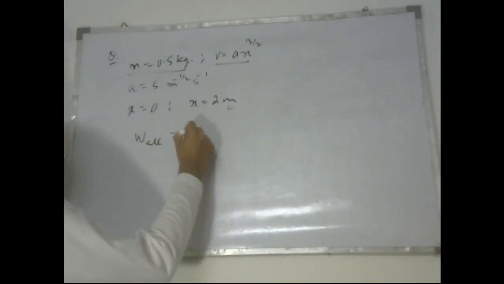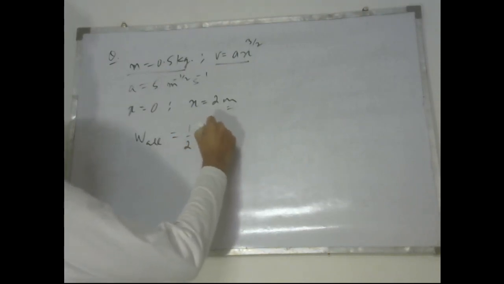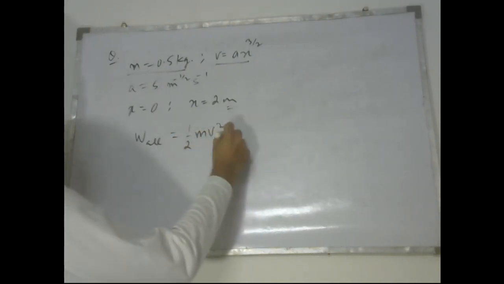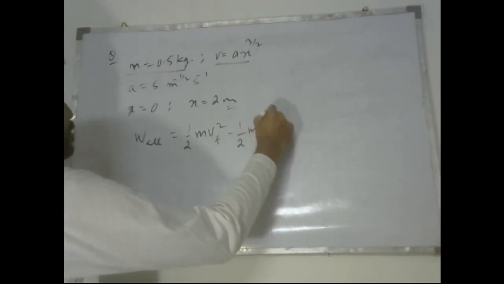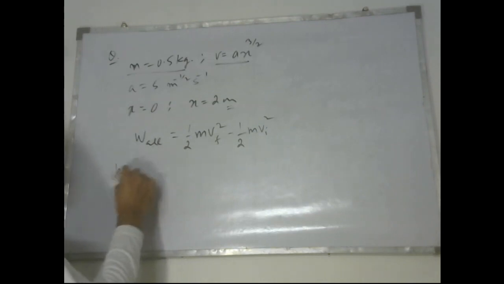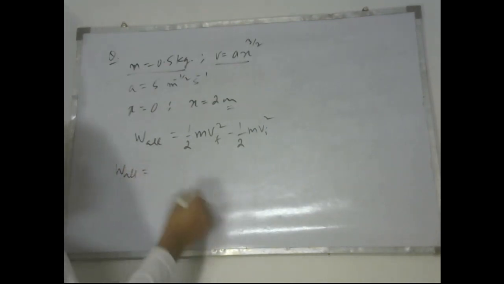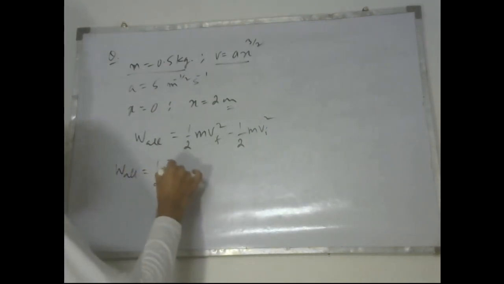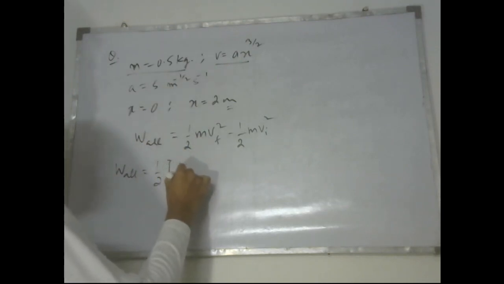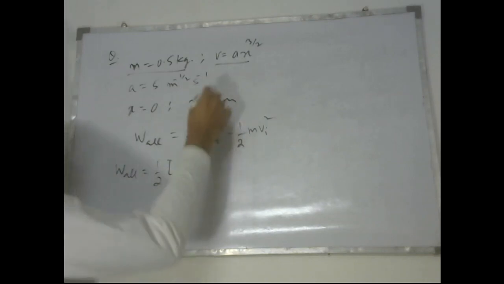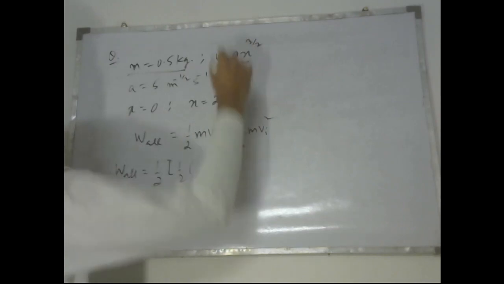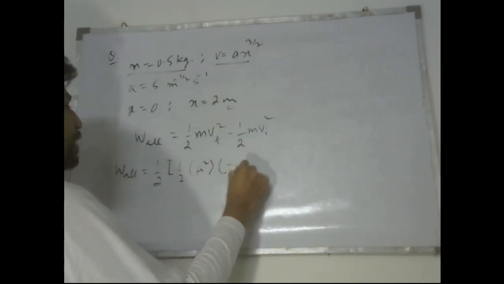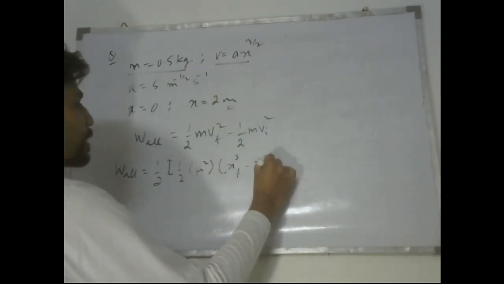Initially, so final kinetic energy of the particle is half m v_f square minus initial kinetic energy of the particle, half m v_i square. So work done by all forces will be half, mass of the particle is 0.5, into final velocity squared, so that would be a squared, and x to the power 3 by 2 squared, so that would be x_f cube minus x_i cube.